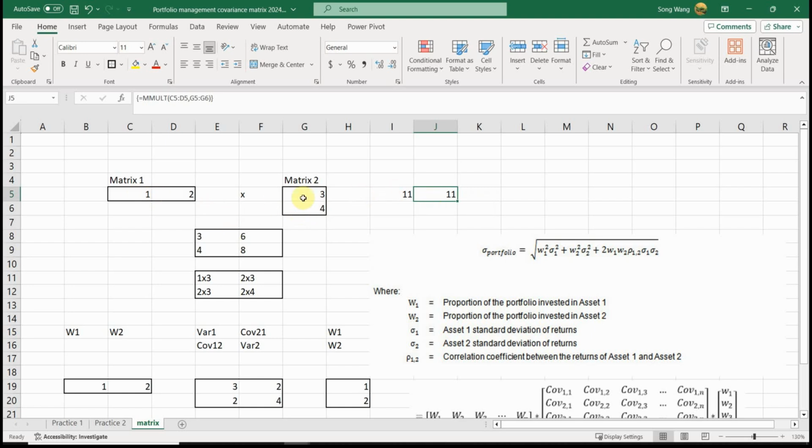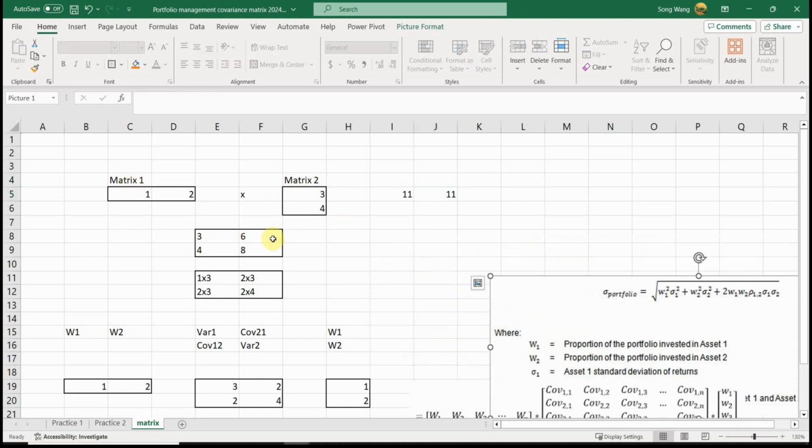But the thing is, if you use matrix 2 times matrix 1, that's going to be different. Let's say I have a matrix 2 here.